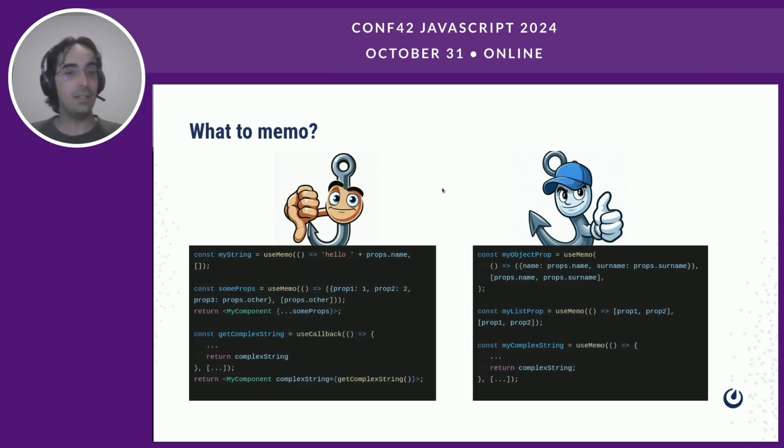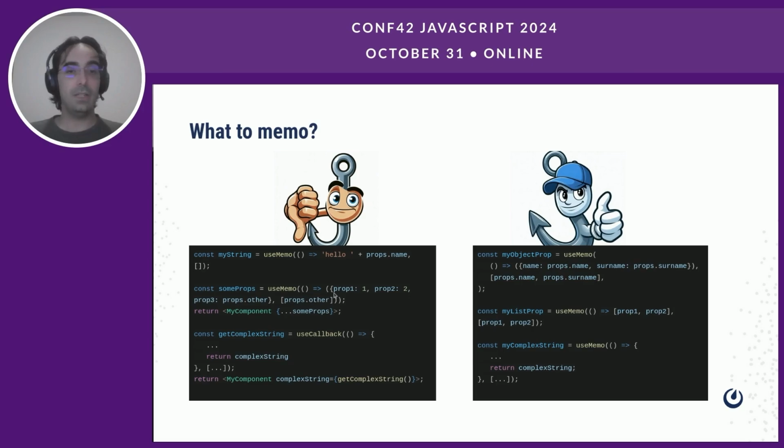What you want to memoize are things that, between renders, won't be the same, which is mainly reference types. For example, objects, lists, and functions. Strings, numbers, booleans, they are the same between renders. They can be compared, while objects cannot. So you should only memoize reference values.